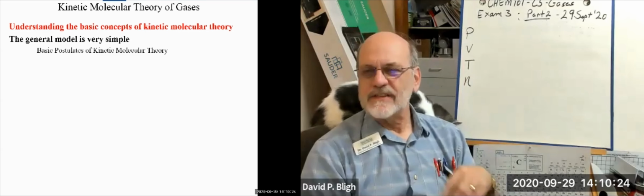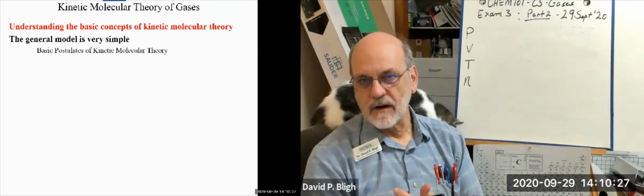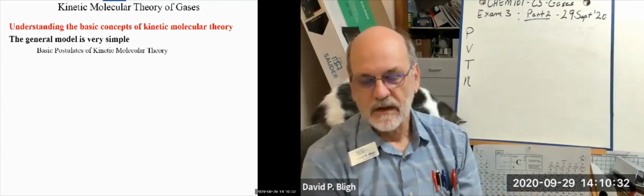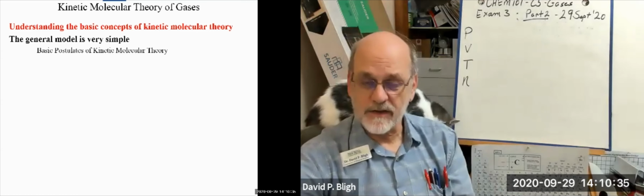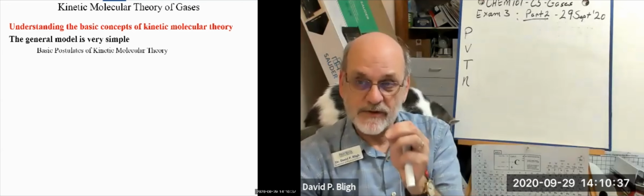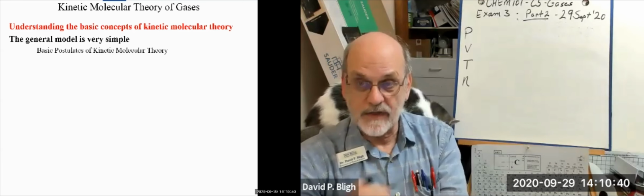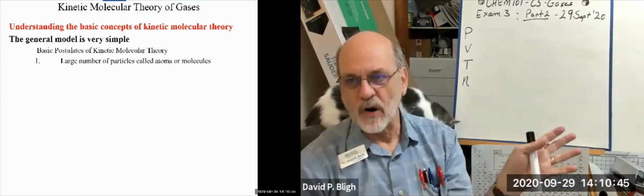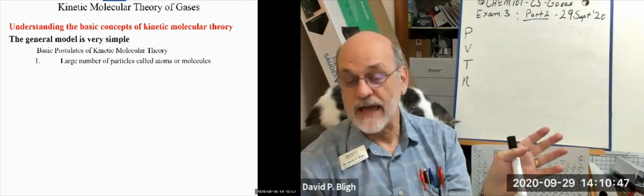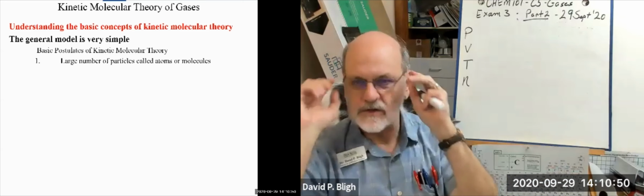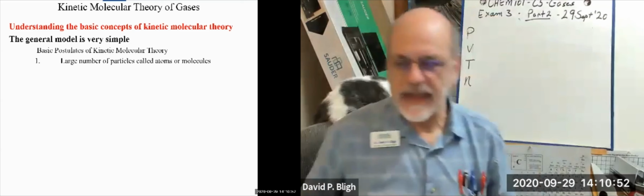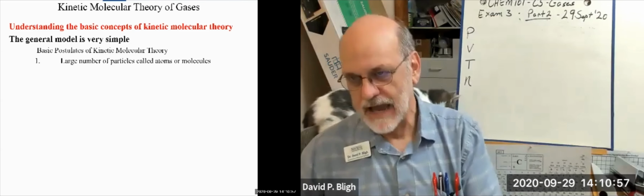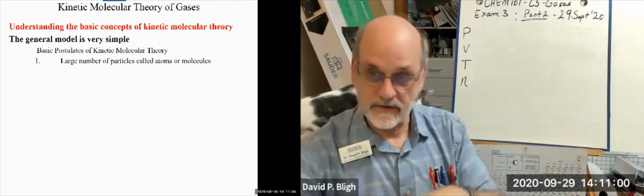So we need some basic postulates, things that we have to assume, otherwise we can't proceed any further. The basic postulates are the kinetic molecular theory, and we're using these to help us understand why gases behave the way they do. First of all, there are a huge number of particles of atoms and or molecules in a gas. They're almost uncountable. Well, we couldn't count them one by one. We have to count them by averaging, by weighing, like we did at the very beginning of this course.